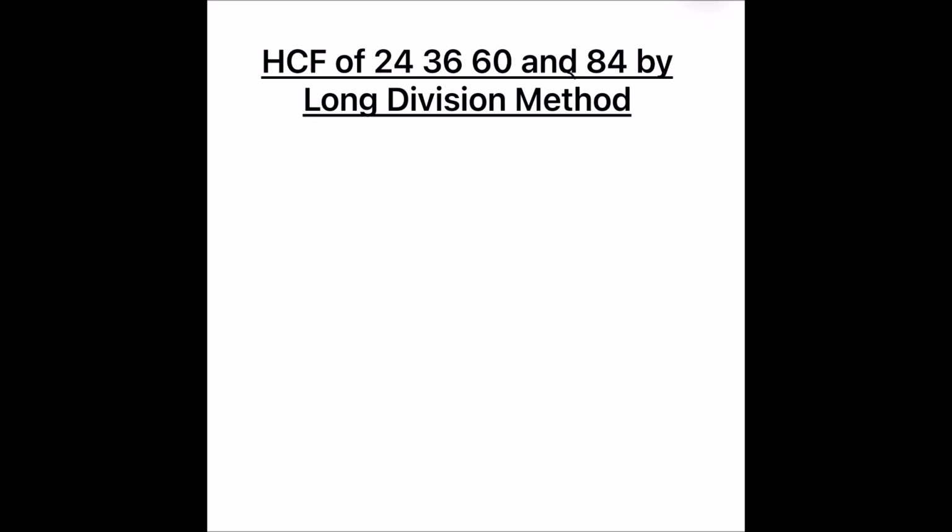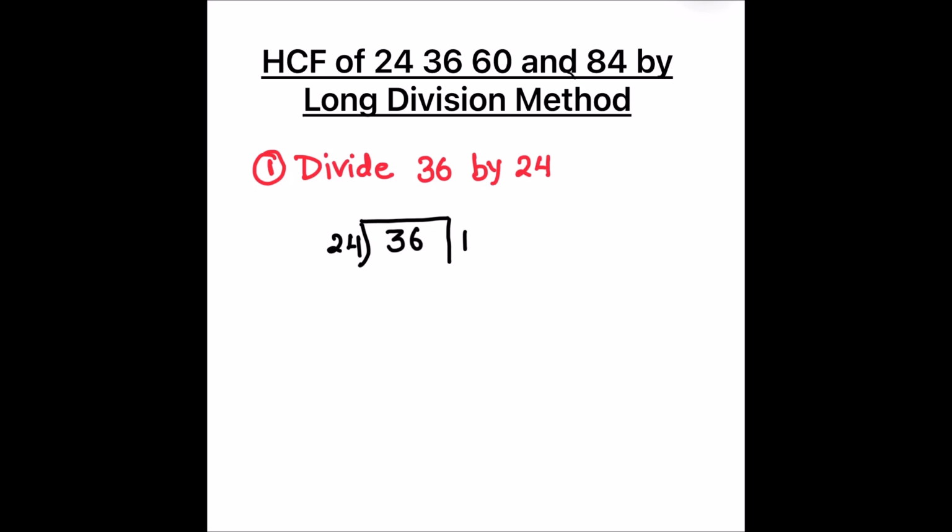So let us divide 36 by 24. 24 times 1 is 24. Subtract the two numbers. 6 minus 4 is 2. 3 minus 2 is 1. So 12 is the remainder.